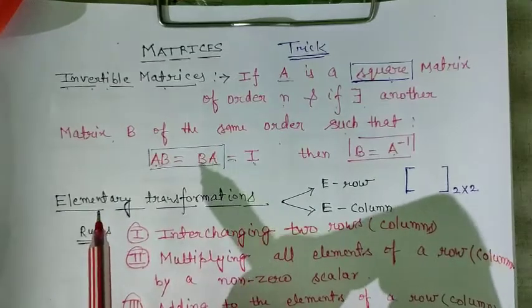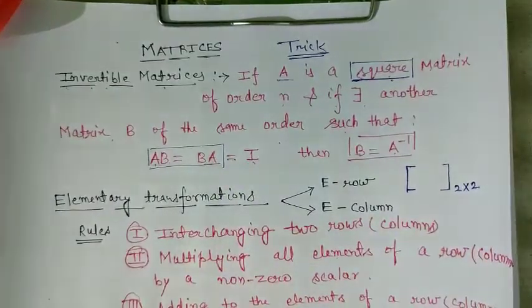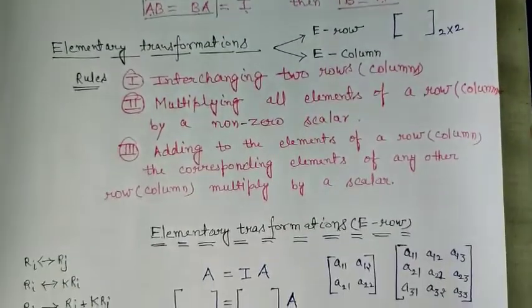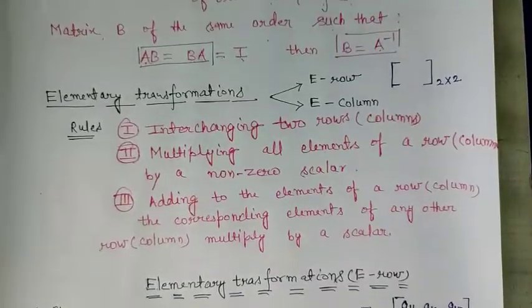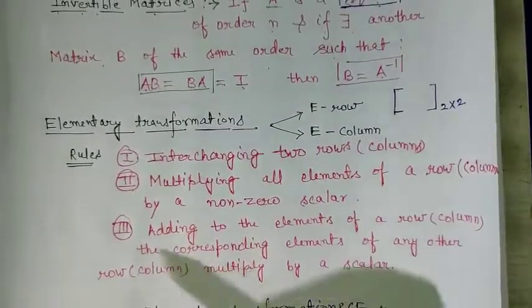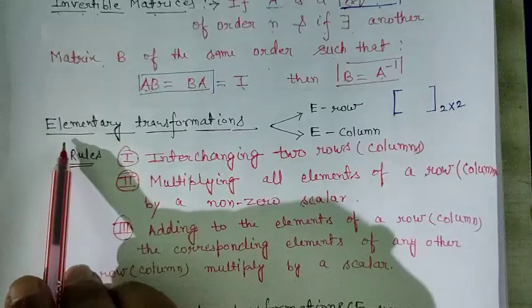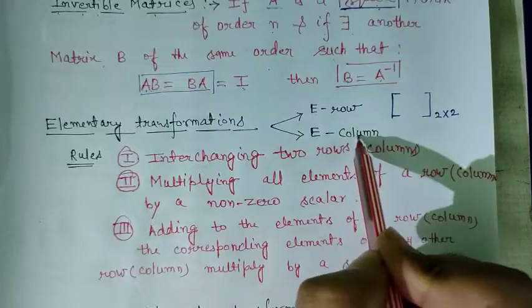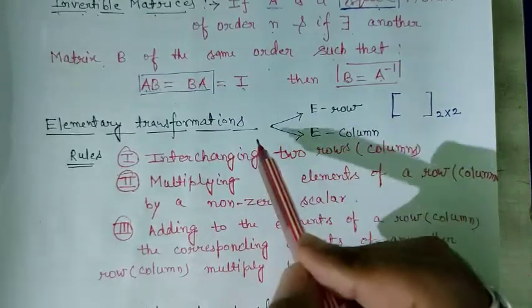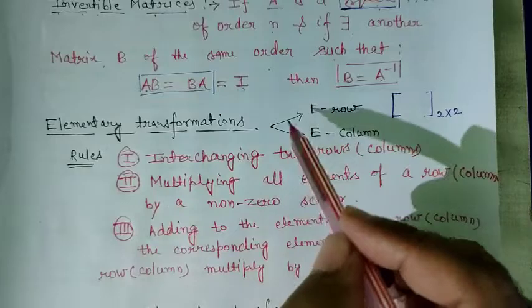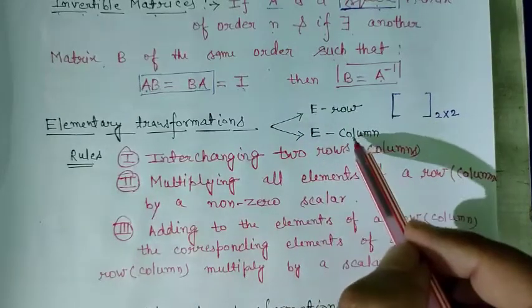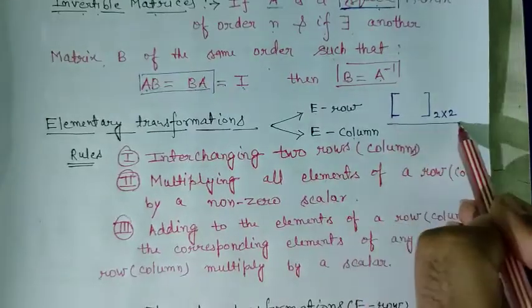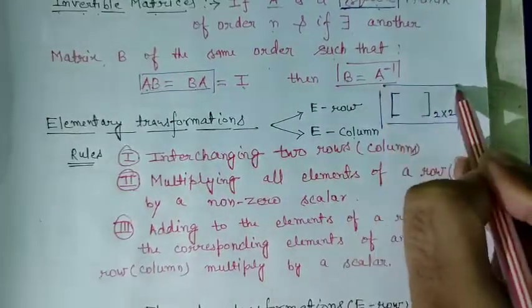Now to find the inverse, we must be aware of some elementary operations. These elementary operations are very important. What are these elementary operations? Elementary row operations and elementary column operations. The rules I am going to discuss can be applied row-wise and column-wise both. First of all, it must be a square matrix, as I have told you before.